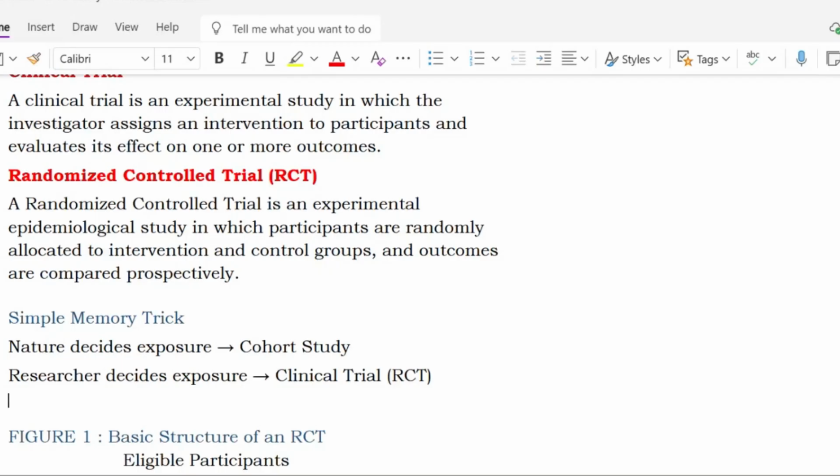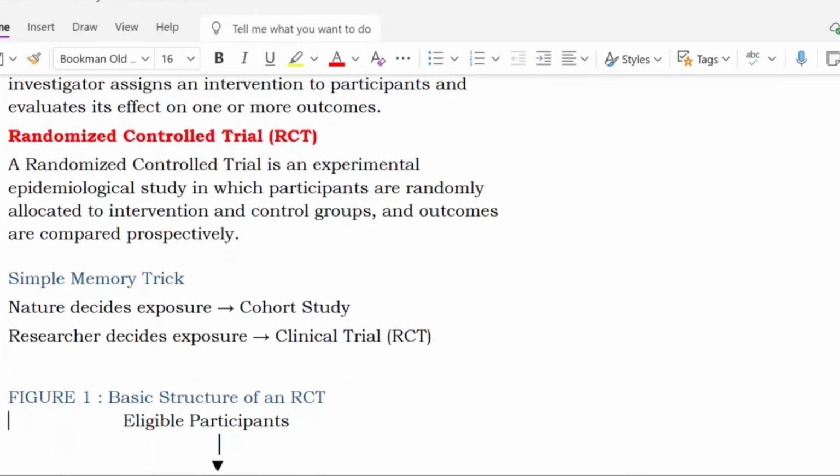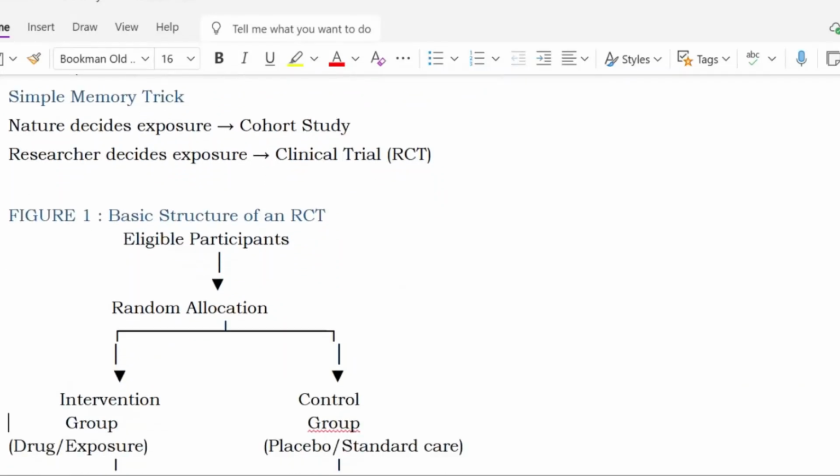So what is a randomized control trial? A randomized control trial is an experimental epidemiological study in which participants are randomly allocated to intervention or the control groups, and the outcomes are compared prospectively. So in a randomized control trial, they are allocated to either group in a random way. In a cohort study, nature decides the exposure, while in a clinical trial, the researcher decides the exposure.